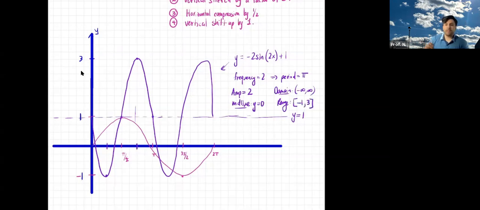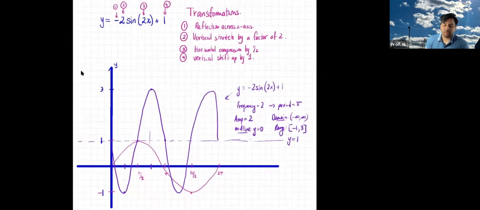And so that's going to be the transformation of my sine function when I apply all these transformations. I have a reflection across the x-axis. I vertically stretch it by a factor of 2. I compress it by a half, and I shift it up by 1. And this is the result.